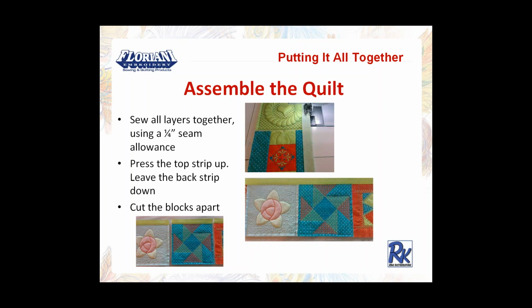So next you want to go ahead and press that top strip up, and you're going to leave the back strip unpressed or just down in position. And then we're going to cut the blocks apart. So what we've done here is we've kind of sewn it all together as a contiguous strip just to save a bunch of cutting and pinning and things because otherwise you'd have to do each block individually. So we've kind of done it as a whole row to save some time.